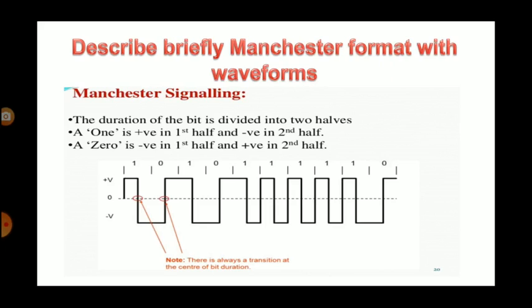Describe briefly Manchester format with waveforms. Manchester signaling. The figure illustrates Manchester signaling. The duration of the bit is divided into two halves. A 1 is positive in the first half and negative in the second half. A 0 is negative in the first half and positive in the second half.